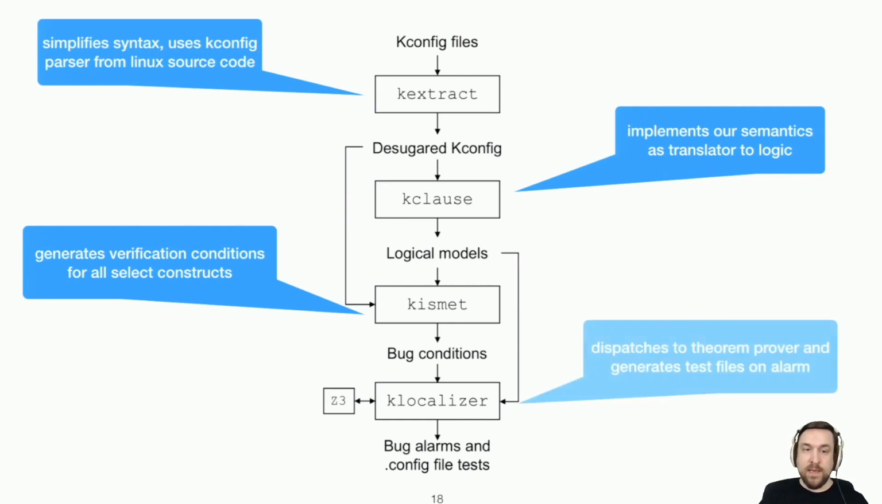And then finally, we'll use an off-the-shelf solver to answer that satisfiability question and say, is it possible in some configuration for this unmet dependency to happen? And then after that, we'll generate a .config file that we can use to test against the actual build system to see if we got it right, if the tool was correct in its alarm.